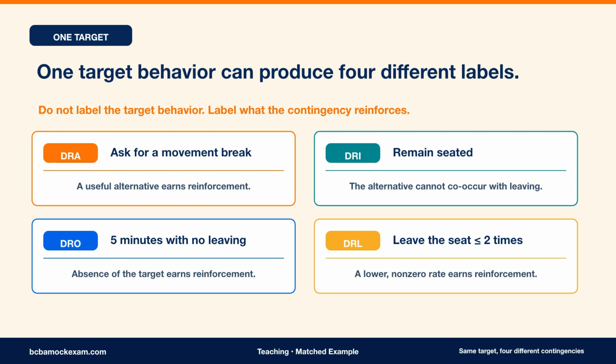A movement break request is DRA. A clearly incompatible seated response may be DRI. 5 minutes with no leaving is DRO. No more than 2 departures is DRL. Always label what contacts reinforcement, not the target behavior itself.